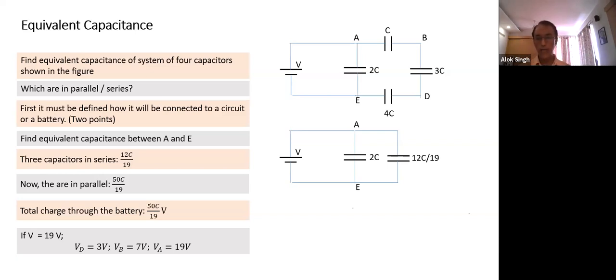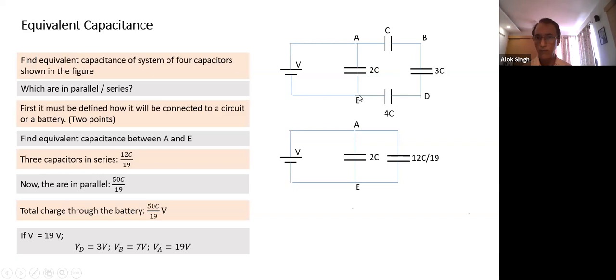How do you divide 19 in the ratio of 12 is to 4 is to 3? 12 volts, 4 volts, 3 volts. Potential drop across this capacitor will be 12 volts, across this capacitor 4 volts, and across this one 3 volts.